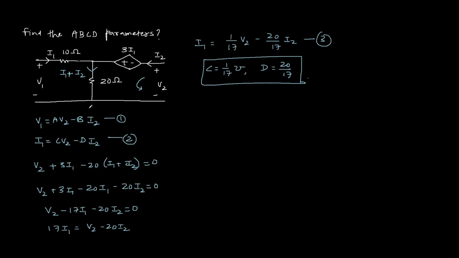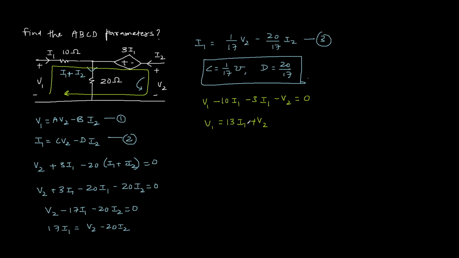Now we have to write another equation in the form of equation 1. So let us apply KVL in this path. Minus to plus, rise in voltage V1 and then drop across 10 ohm resistance is 10I1 and then drop 3I1 and then drop V2 equal to 0. So V1 is 13I1 plus V2.